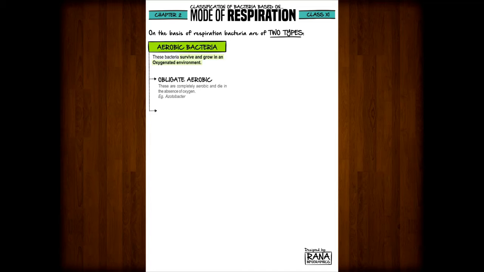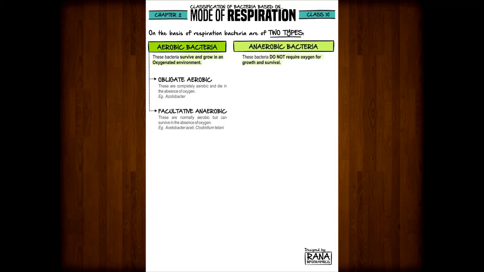For example, Azotobacter. Second, we have the facultative anaerobic bacteria. These are normally aerobic but can survive in the absence of oxygen. For example, Acetobacter aceti. Next, we have the anaerobic bacteria. These bacteria do not require oxygen for growth and survival. There are two types of anaerobic bacteria.